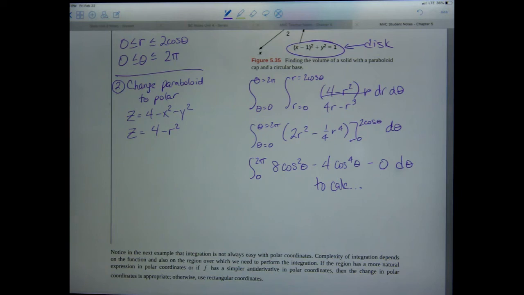Oh, it told me non-real answer. What'd you get, bro? You got 15.707? Yeah, me too. What'd you get? 50.707. Yo, that's what I got. Wow, oh, I put it to the theta power. I did that last time. Why did I do that?